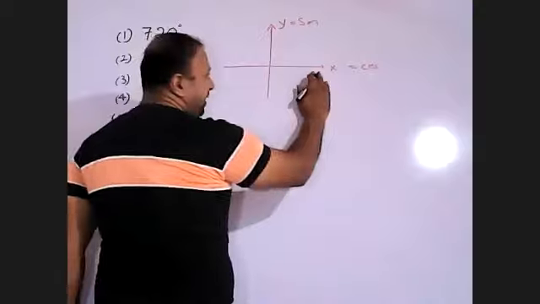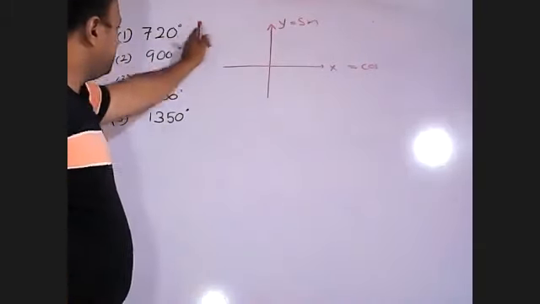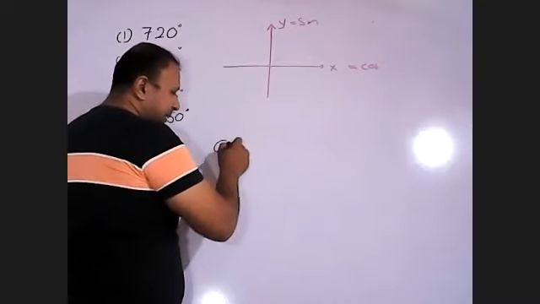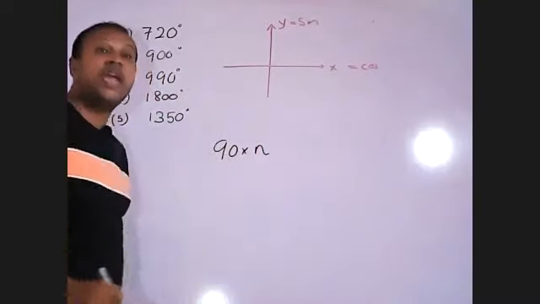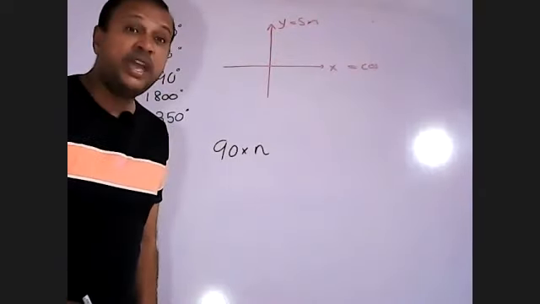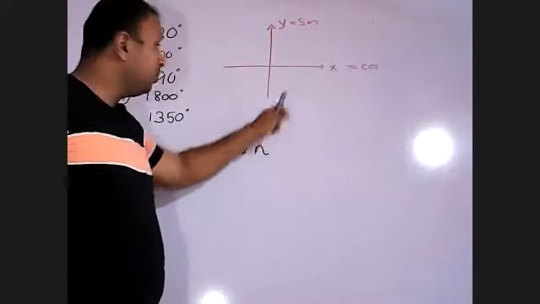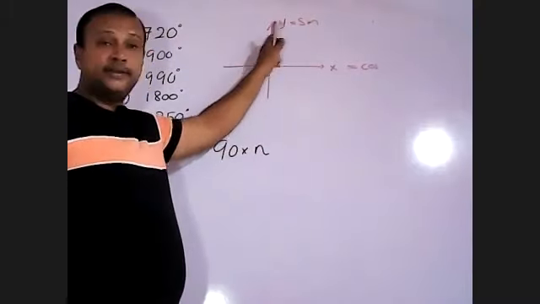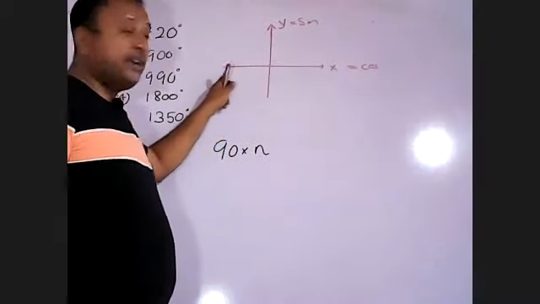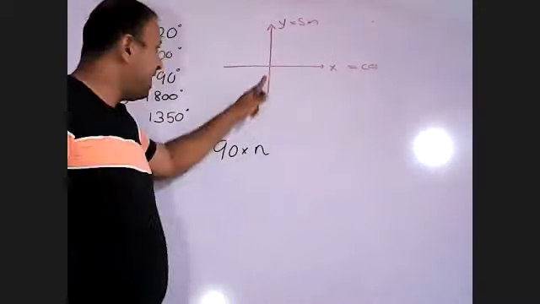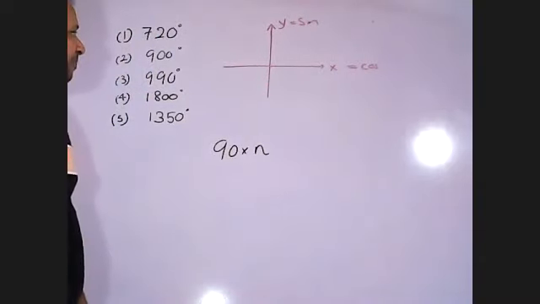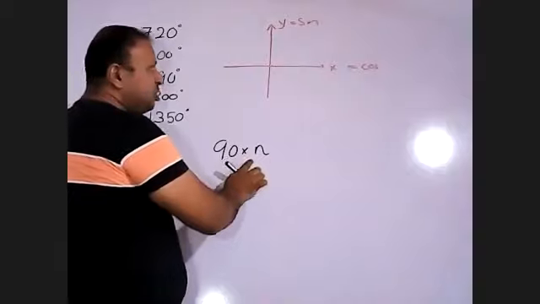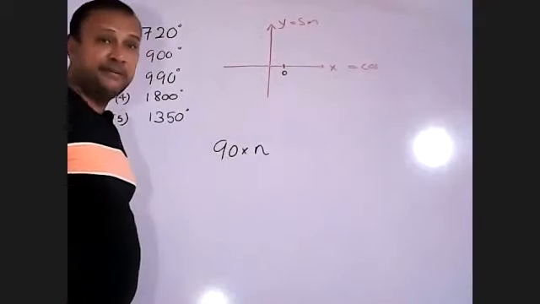Okay. Normally, all these angles are integer multiples of 90. Integer multiple of 90 means 90 into n. If n is 0, the angle will be 0. If n is equal to 1, the angle is 90. If n is equal to 2, the angle is 180. If n is equal to 3, the angle is 270. So if I consider this side of the x-axis, the initial n value is 0.